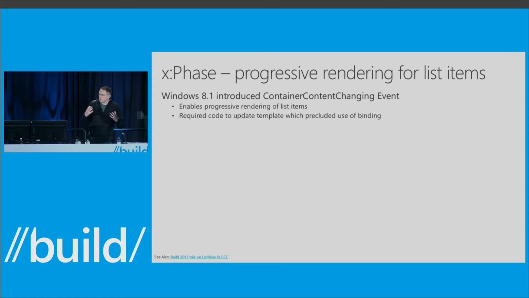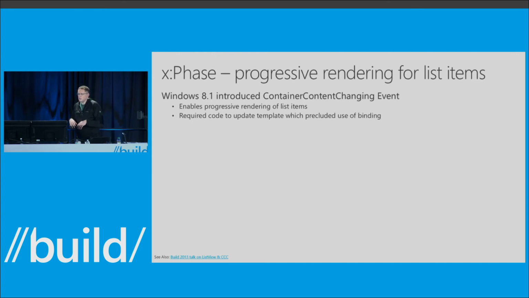However, if your machine is slow, then as we recycle elements and take them from the end that's no longer used onto the end that is used, we need to be able to do that fast enough to keep up with the speed of panning. On low-end machines, we can't necessarily do that. And so in Windows 8.1, we introduced a feature called the ContainerContentChanging event. This is an event on ListView. You get called back for each item, and it allows you to progressively render your item templates.